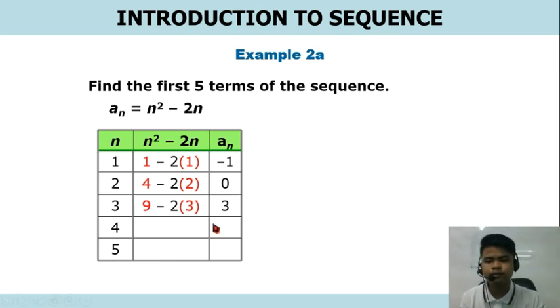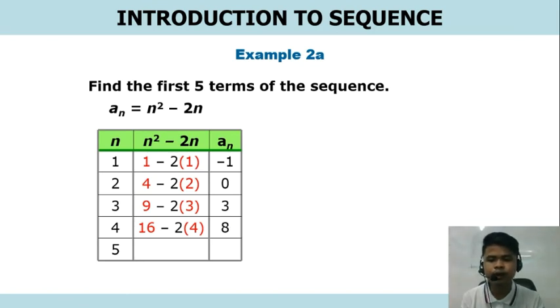Next, if you want to find the fourth term, you just need to substitute 4 for n. So, it will become 4 squared minus 2 times 4. 4 squared is equal to 16. That's why 16 nakalagay dito. Then 2 times 4, which is equal to 8. 16 minus 8 is equal to 8.